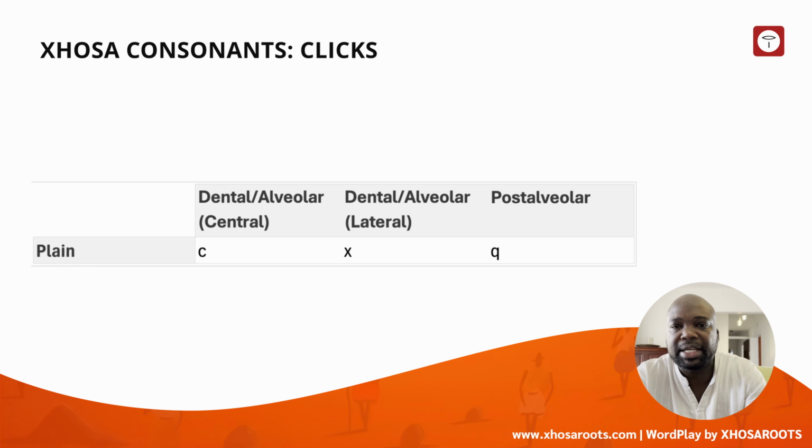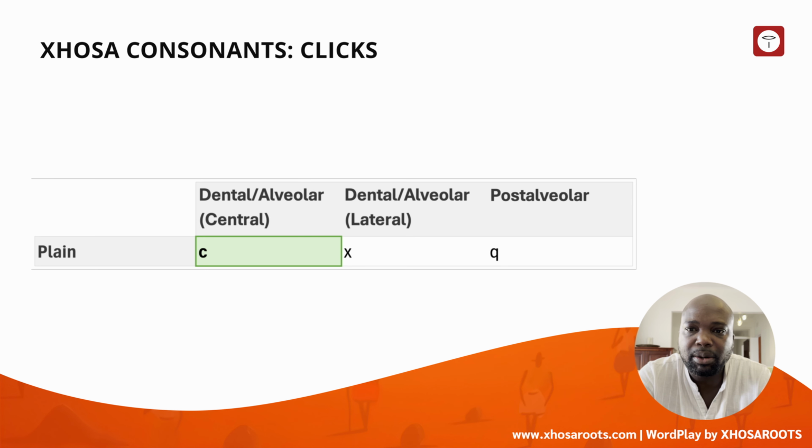Now, if we look at the dental clicks, these are made with the tongue against the teeth, and the dental or central dental clicks, more specifically, use the front teeth. This is the sound. So these are the dental clicks, central dental clicks.